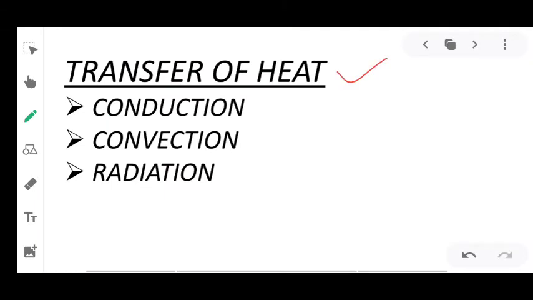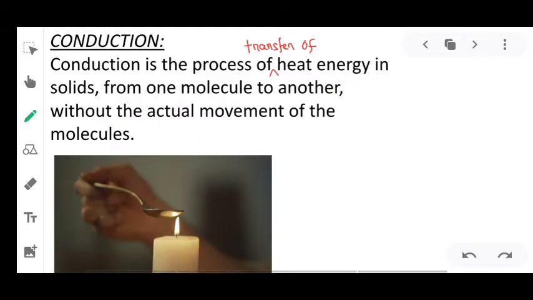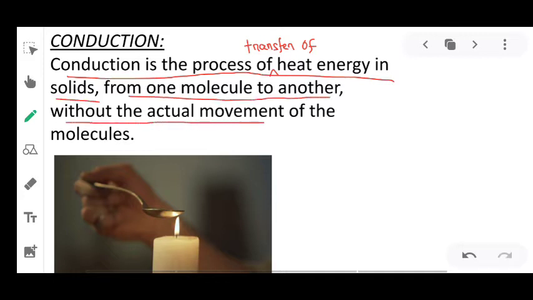Heat energy can be transferred in three ways: conduction, convection and radiation. In today's video, we will study conduction. So what is conduction? Conduction is the process of transfer of heat energy in solids from one molecule to another without the actual movement of the molecules. So when heat energy transfers in a solid, that is known as conduction.